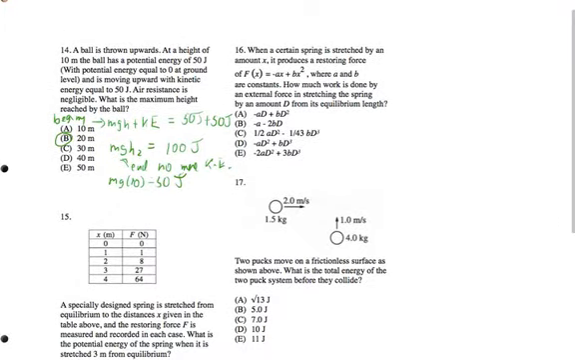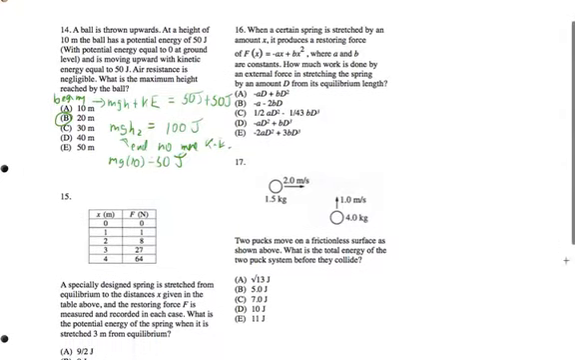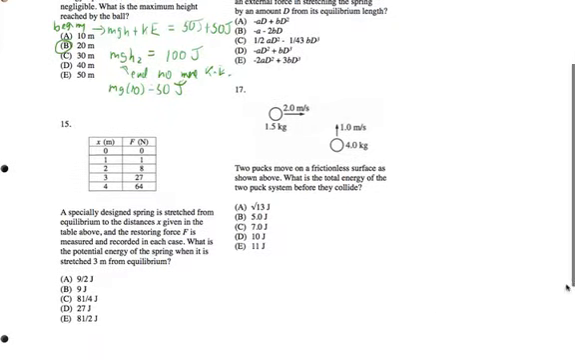And in fact, I'm going to push back a little bit if you have questions about number 14 and challenge you to kind of do that on your own. So number 15. A specially designed spring is stretched from equilibrium to the distances given. F is measured and recorded. What is the potential energy of the spring when it is stretched 3 meters from equilibrium?